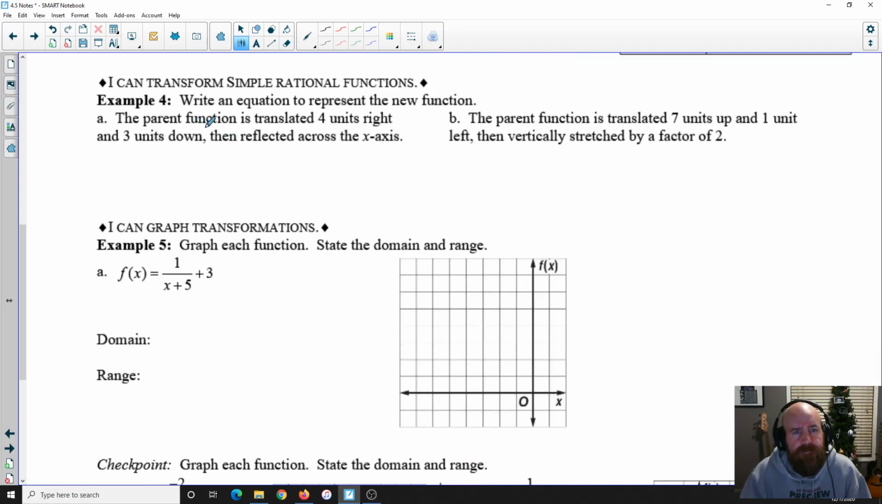Alright, take a look here, write an equation to represent the new function. So we have a parent function is translated 4 units to the right, 3 units down, and reflected across the x-axis. So we know reflection over the x-axis, we can start there, would be just a negative 1 on top. Shifting right 4, we need to take away 4 from x, and we're going down 3 units, so that's on the end. We're going to subtract 3.